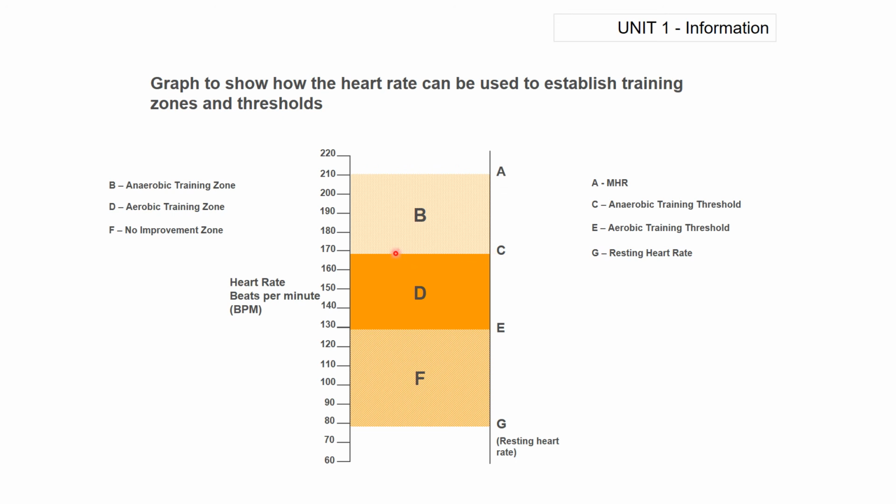C then would be his anaerobic training threshold. So it's nearly 170 beats per minute. Once he breaks through that, he's working a bit more intensely. So he's not using oxygen as much, he's using his anaerobic energy system, and he breaks into B, which is his anaerobic training zone. And then finally A, his maximum heart rate is close to 210, okay?